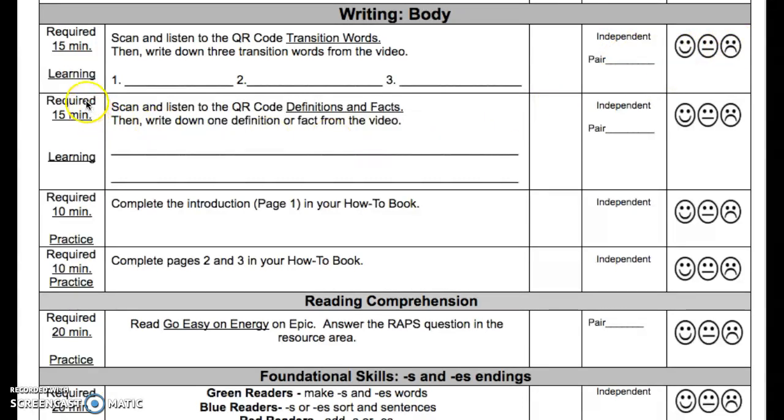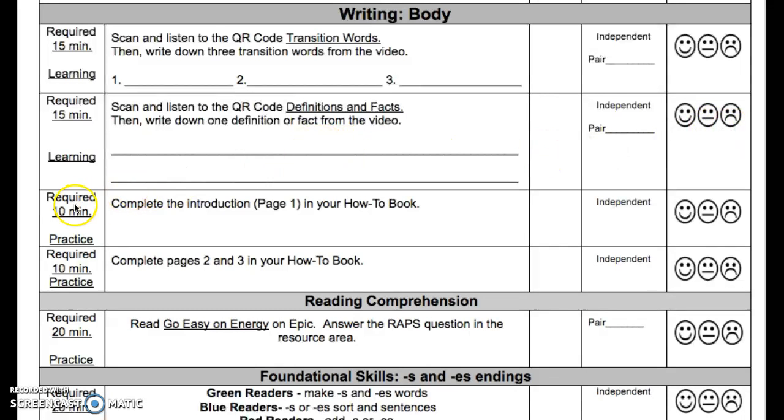The next activity is required for 15 minutes and is learning. Scan and listen to the QR code definitions and facts. Then write down one definition or fact from the video. Write your definitions and facts here on these lines. This can be done independent or with a pair. Remember to mark your work mode.